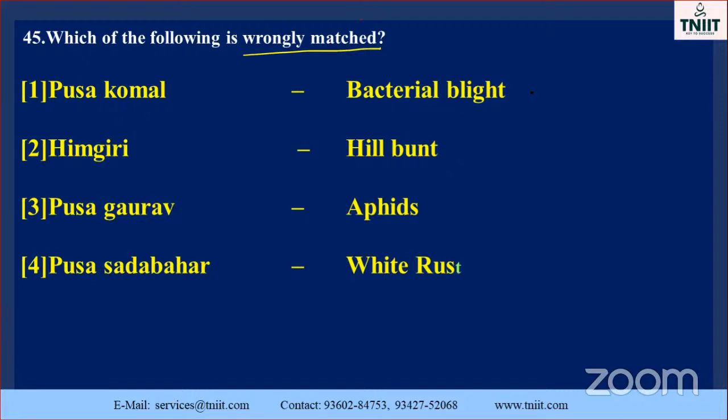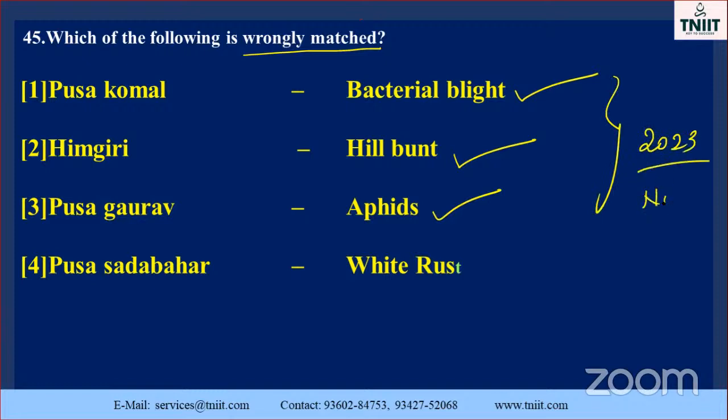Pusa Komal, bacterial blight. Yes, it's a correct one. Himgiri is a hill bund, which is a correct one. Pusa Gaurav is also correct. Just to note, this question is from 2023. Definitely it will come, my dear students. Don't forget. Match the following.